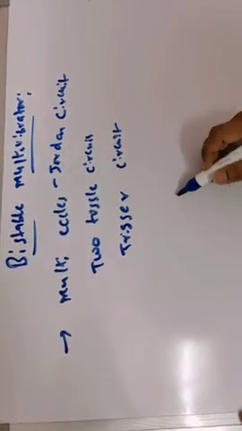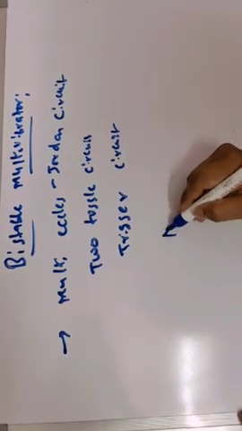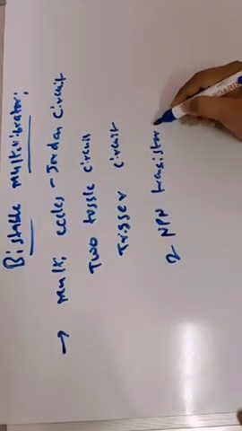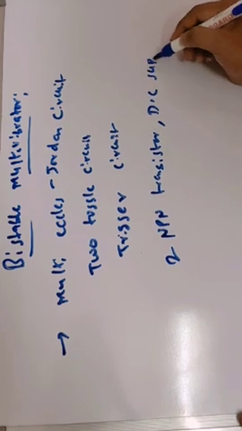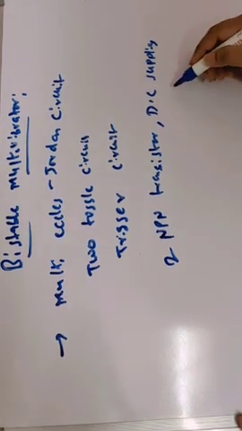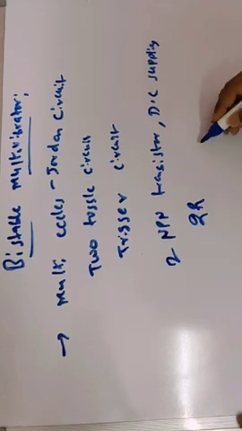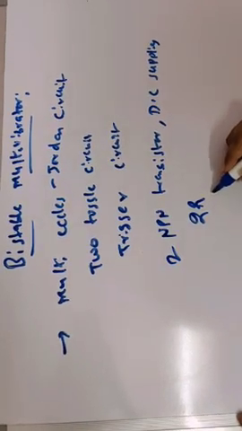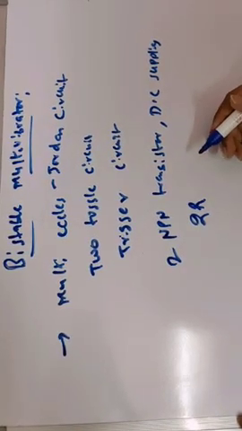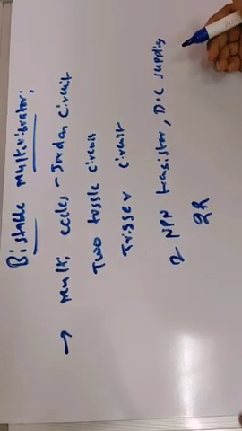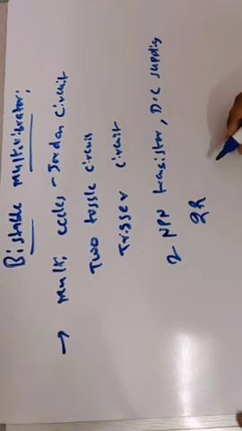Now we can design the bistable multivibrator with the help of NPN transistors. We require two NPN transistors along with DC supplies, a positive and a negative DC supply, and we require two cross coupled resistors. That is, the output of the first transistor is connected to the input of the next transistor, and the output of the second transistor is connected to the input of the first transistor.